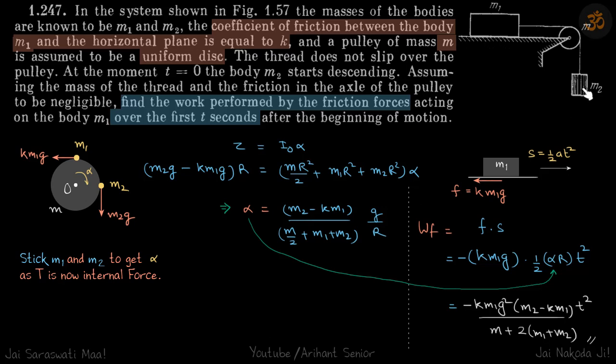We have this system, the pulley has mass and this surface is rough. We need to find the work performed by the frictional forces over the first t seconds.